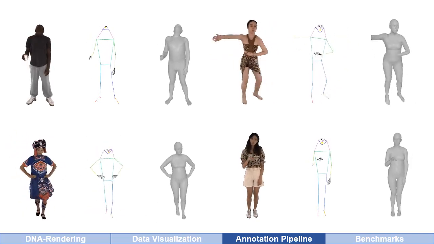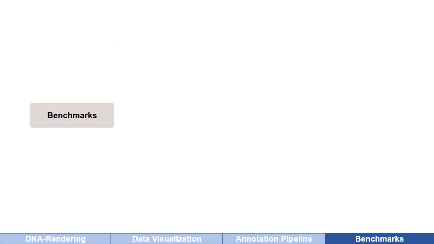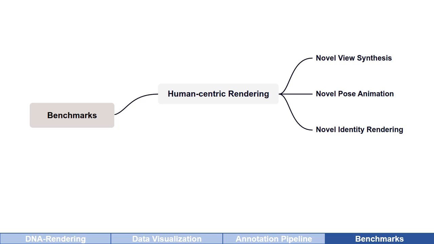We benchmark DNA rendering on human-centric rendering tasks with state-of-the-art works: novel view synthesis, novel pose animation, and novel identity rendering. We present both quantitative and qualitative results of each task. Also, we show the generalizability of our dataset compared to existing ones via a cross-dataset experiment.